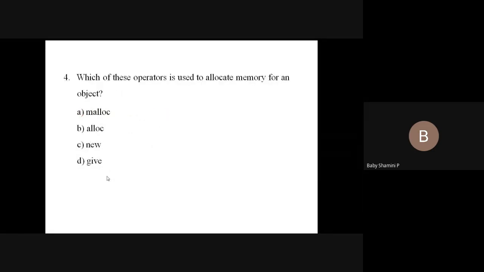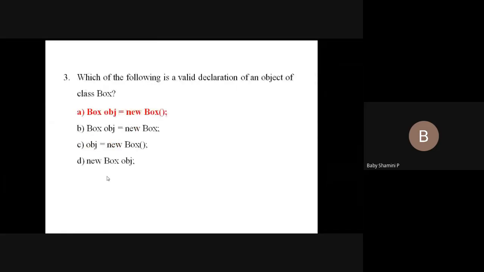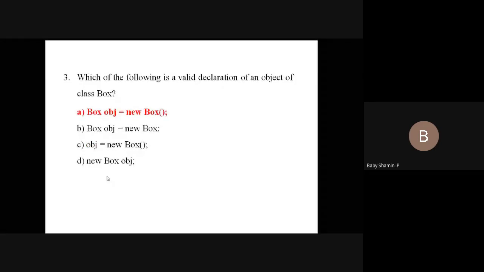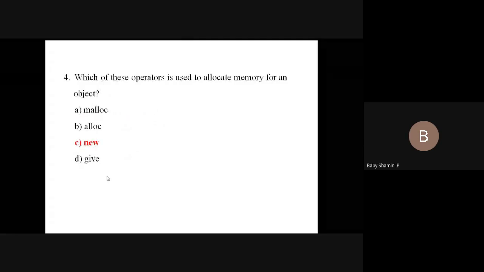Next one, which of these operators is used to allocate memory for an object in Java? C is the correct answer, new. Box obj = new Box(); new is a keyword to allocate memory for an object. So the correct answer is C.